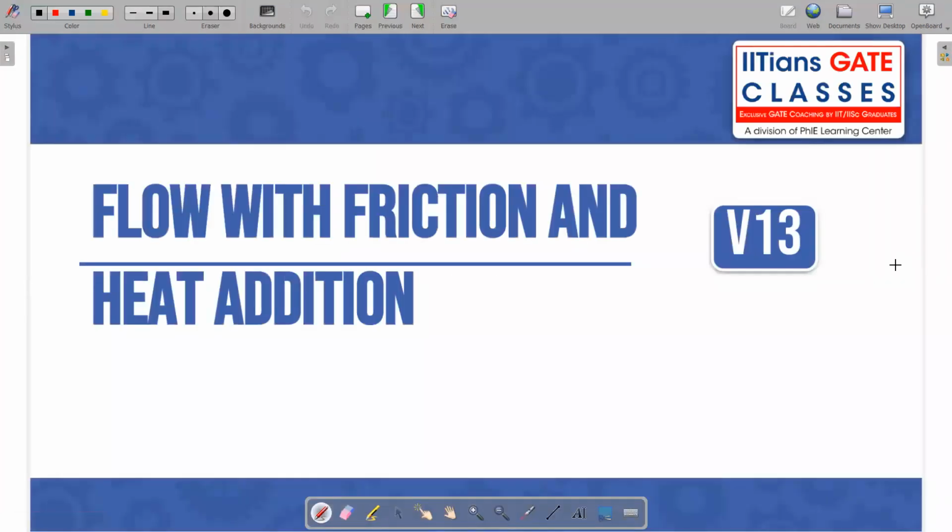So today's topic is flow with friction and heat addition. What we are going to see in today's session is, we take a constant area duct, and what happens if I add heat, or what happens if I consider the effect of friction and the flow is moving in a constant area duct. That's the part we are going to address today.